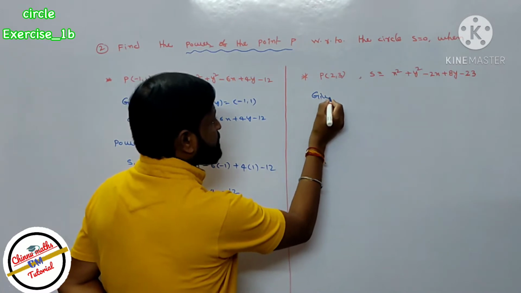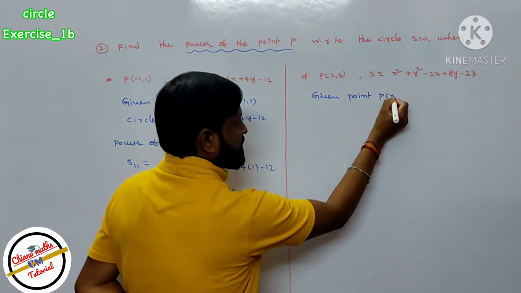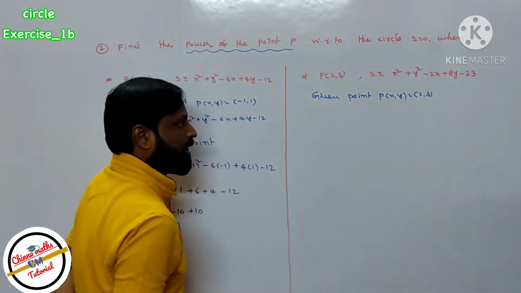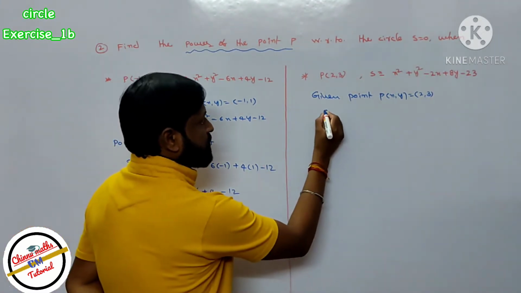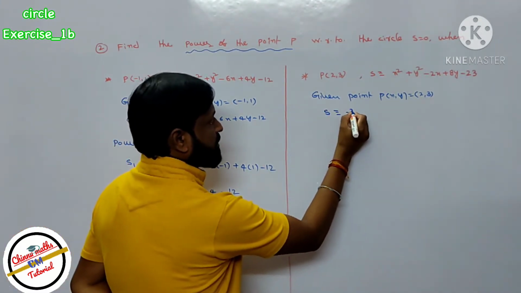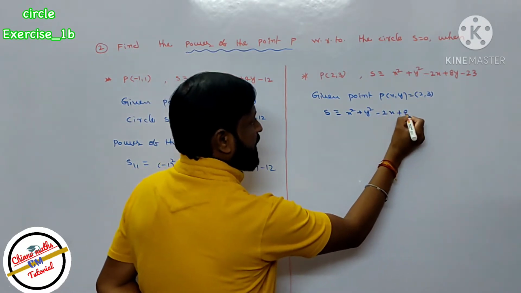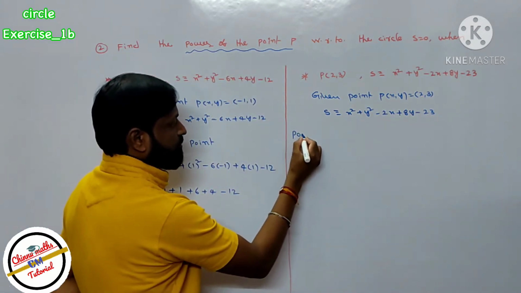Go to the second question. Given point P(x, y) equal to (2, 3). The point P(x, y) equal to (2, 3). S equal to x square plus y square minus of 2x plus 8y minus 23. What are you asking? Power of the point.